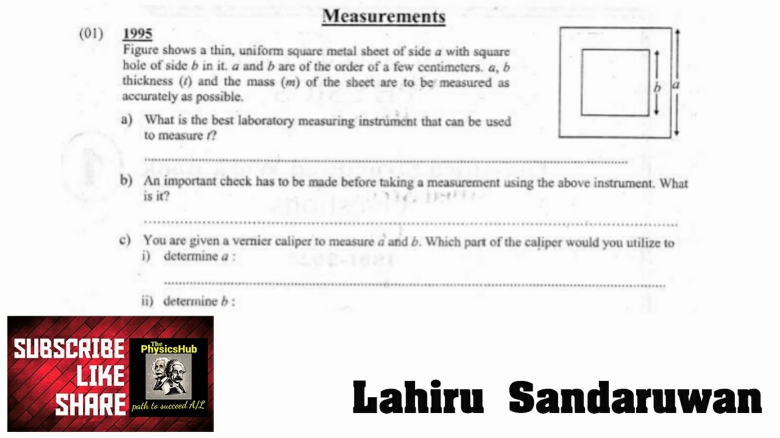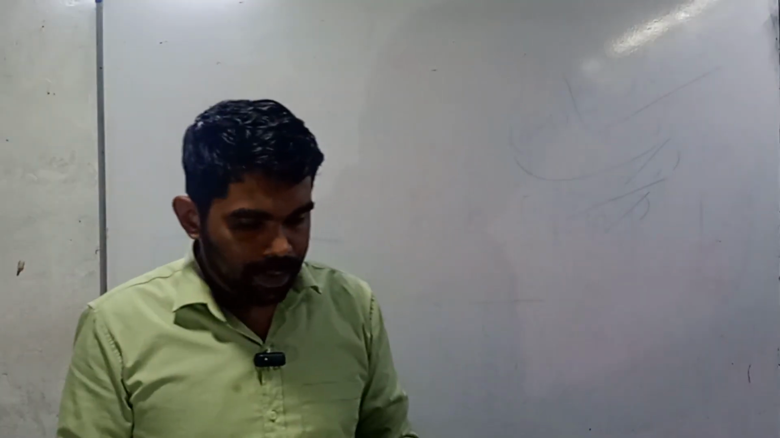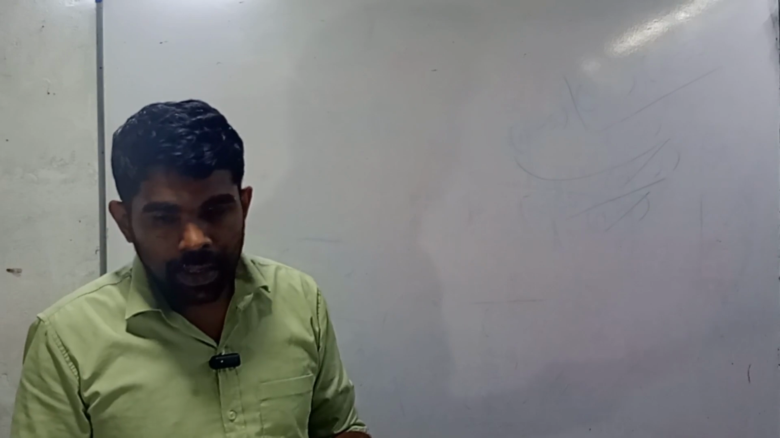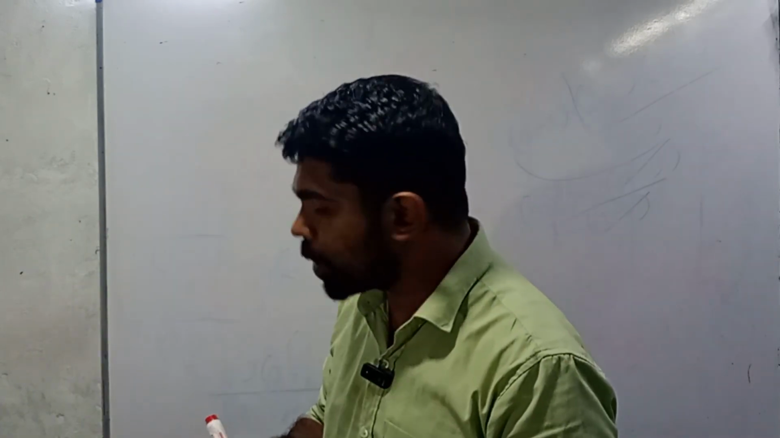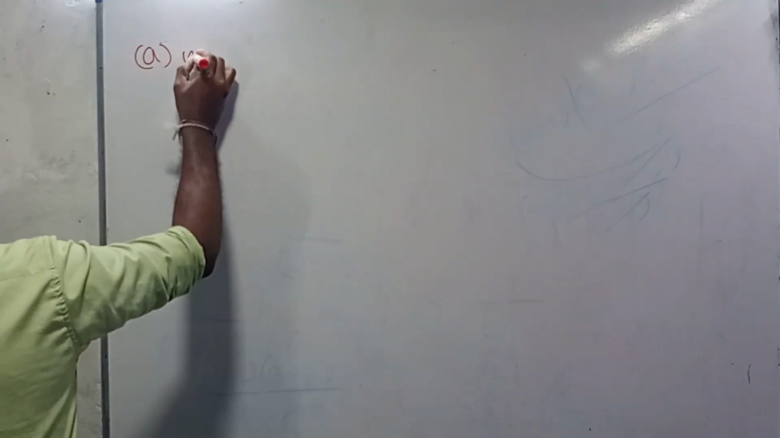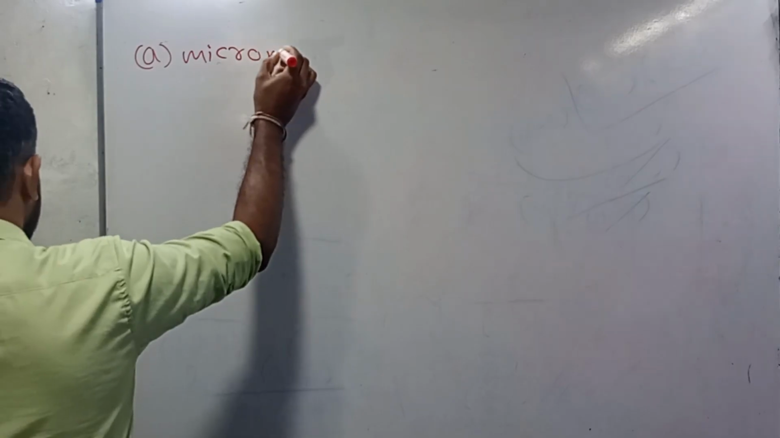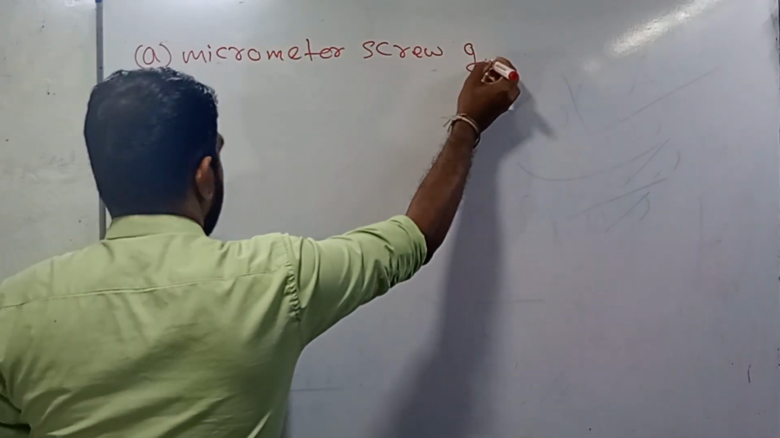Part A. What is the best laboratory measuring instrument that can be used to measure T? T is the thickness of the given metal sheet. When measuring the thickness, we are using a micrometer screw gauge. Then we can write the answer for part A, micrometer screw gauge.